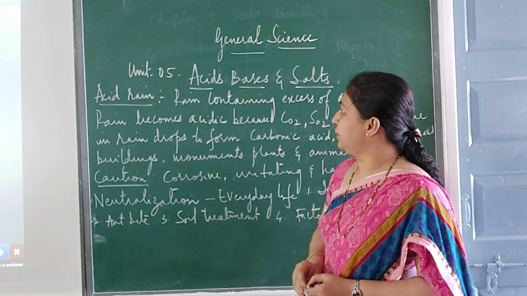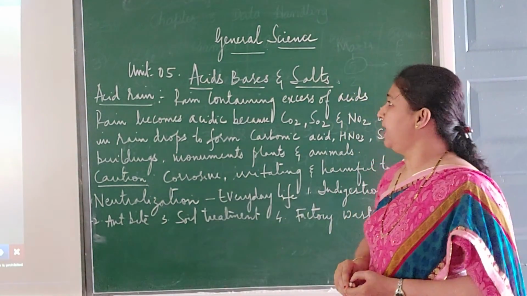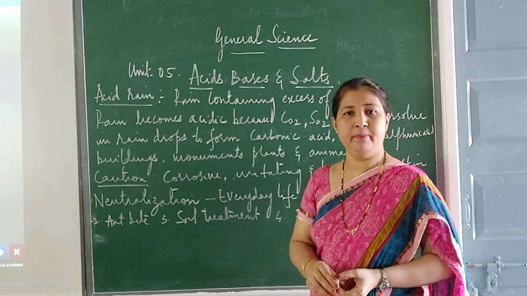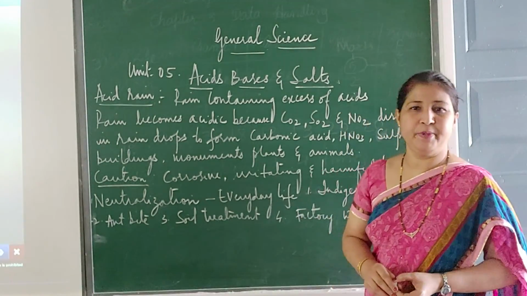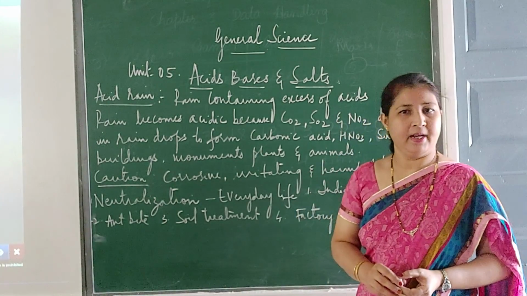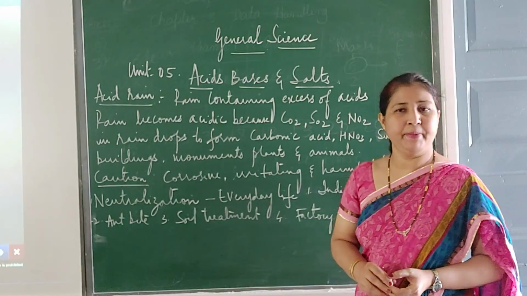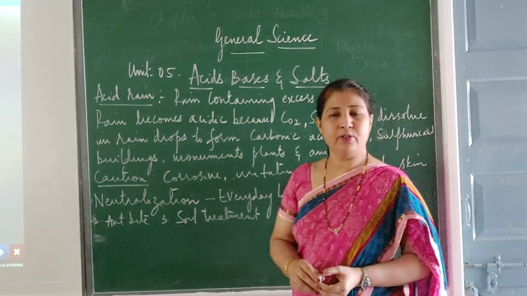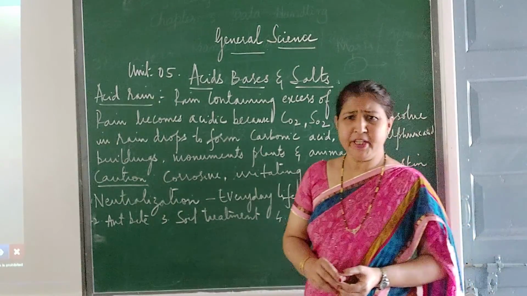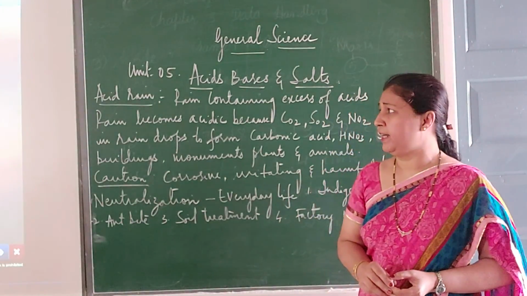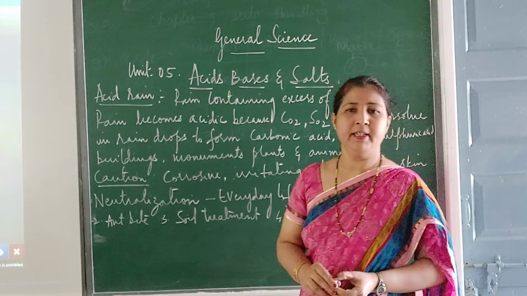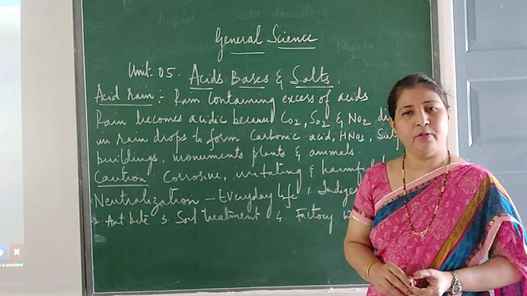So now let us continue with the lesson, general science lesson, acids, bases and salts. In the first part, we have studied about acids and bases, isn't it? The difference between acid and bases. What is acid? Acids are sour in taste, whereas bases are bitter in taste. Bases are soapy to touch, and acids, we cannot touch them, isn't it? And they are soluble in water. Some bases are soluble in water, and all the acids are soluble in water.